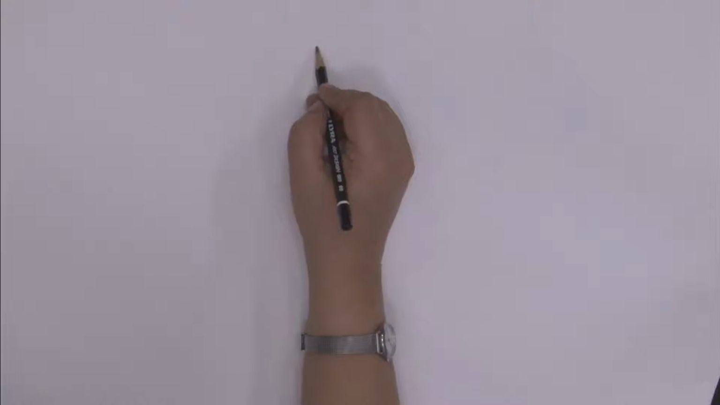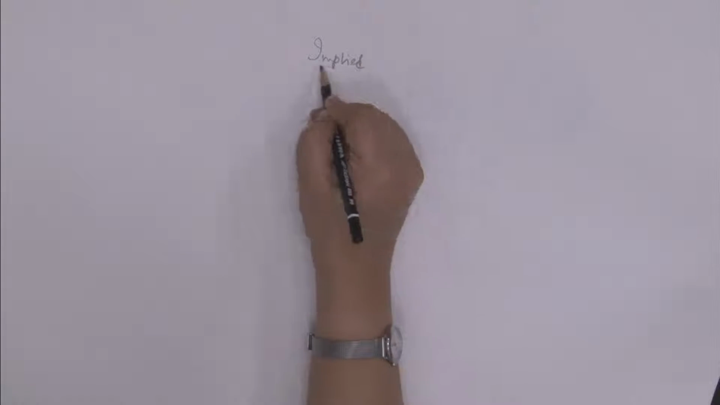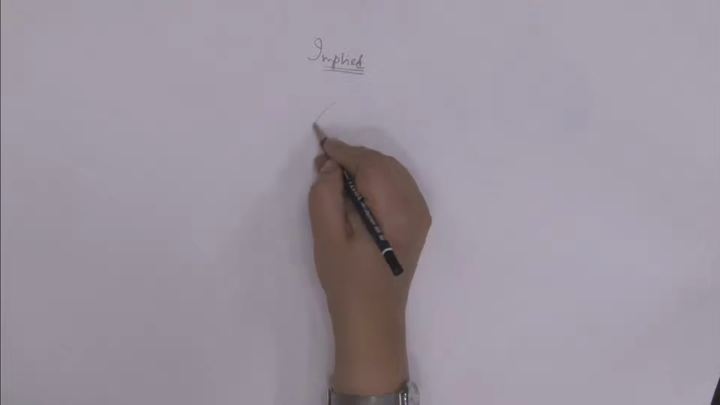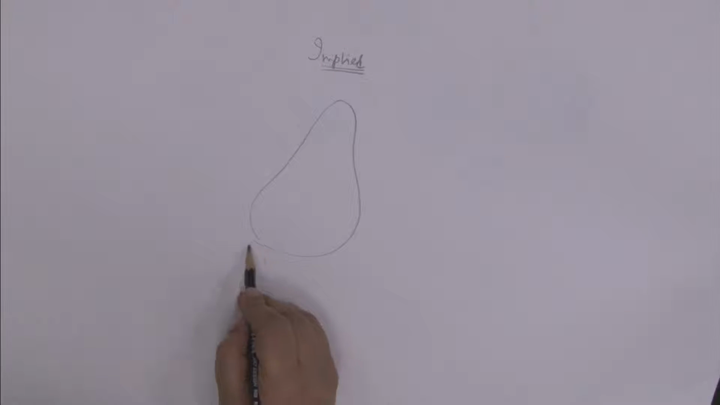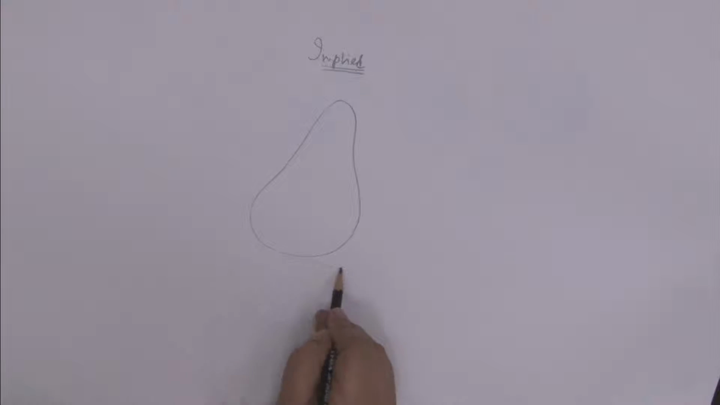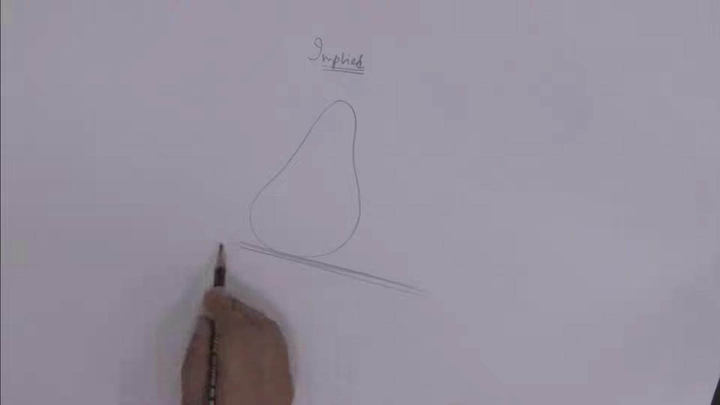So, line can also be implied, where we have a shape and the base is not very well defined. So, we may make a guess that it has a base where the line is not very prominent.